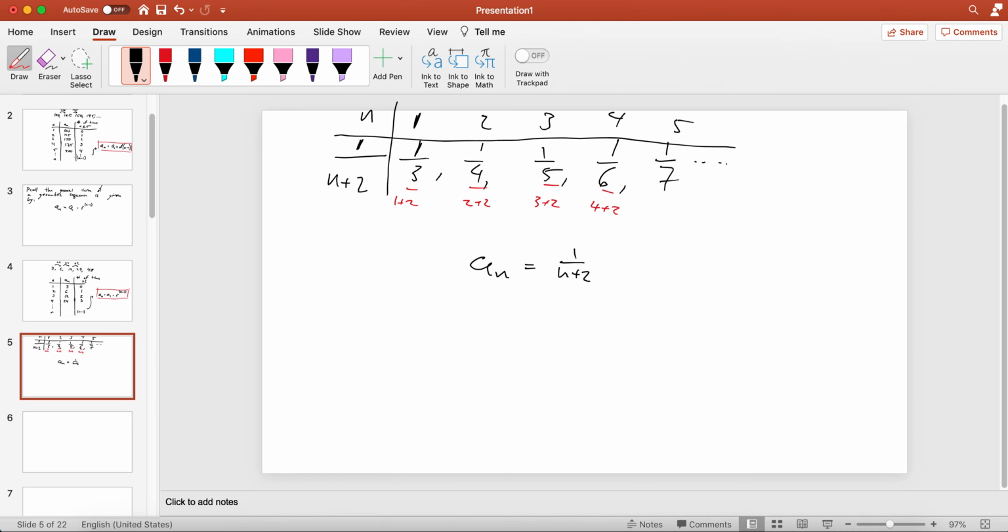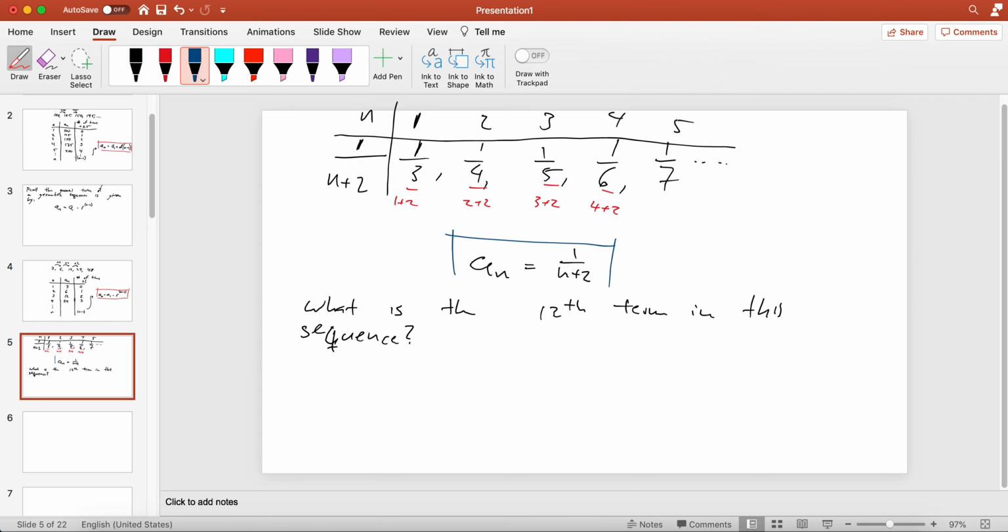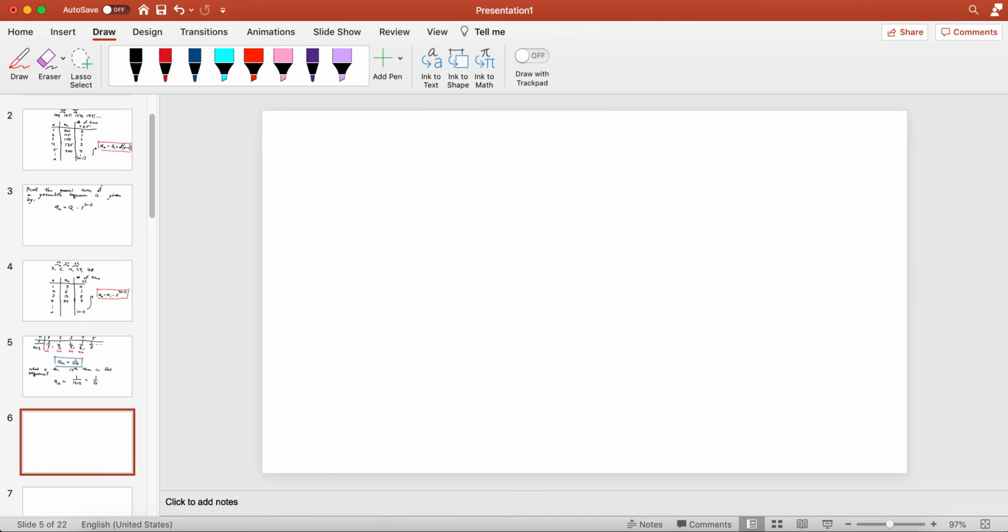And if I asked you, hey, what is the 12th term in this sequence? You could just continue this on for 12 terms, and that would be okay. Or you could use this formula that we figured out here. Well, I know that a sub 12 has to be 1 over 12 plus 2, which is 1 over 14. If we extend this pattern out to the 12th term, you would get 1/14. Okay, good. Let's do another one.